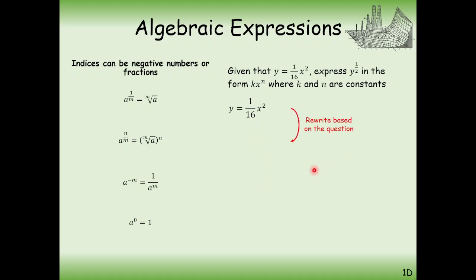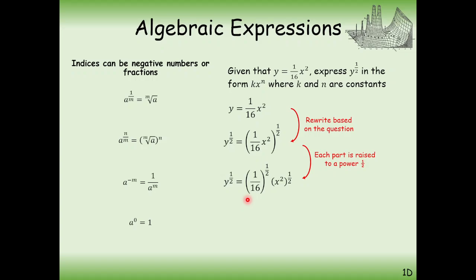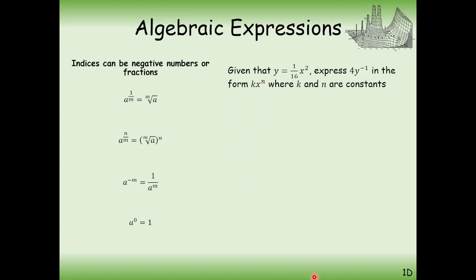So what you have to do, rewrite based on the equation. So here instead of y you have to substitute this value, and here for 1/2 you are putting 1/2. And we need to write each part raised to a power of 1/2. So here everything you have to make it to the power 1/2 like this. And when you do simplification, you'll be getting 1/4, because root 16 is 4, and here you'll be cancelling it. So you need to check, we are just writing it in the form kx^n.